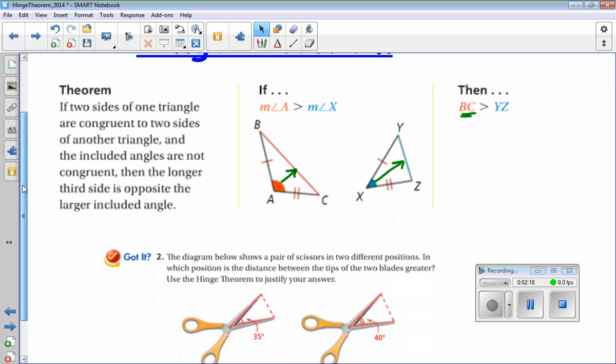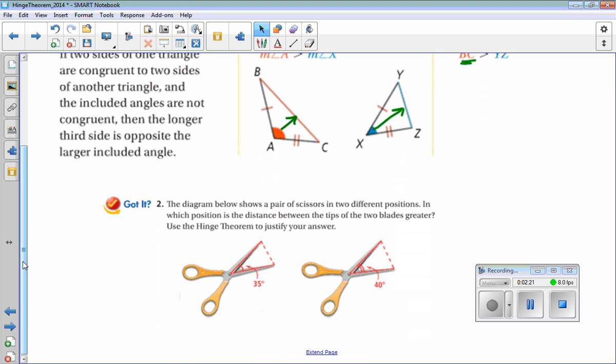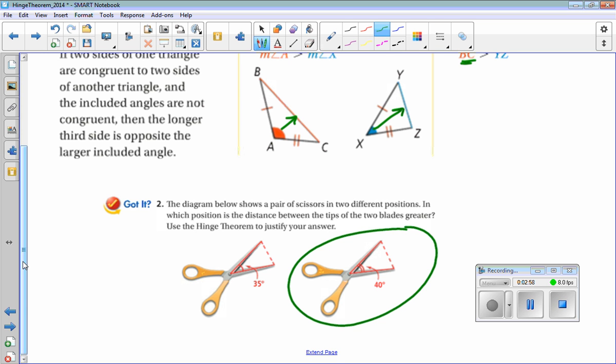I thought this picture at the bottom here was a really good example. If we have two exact same scissors, don't we agree that the blades of the scissors are the same length? They're congruent to each other. But if I open one pair of scissors wider than the other, isn't the distance between the tips going to be different? Even though the blades are the same, which pair has the longer distance between the tips, the first one or the second one? The second one, because it has a bigger angle. Wouldn't you agree? That's really what we're looking at.